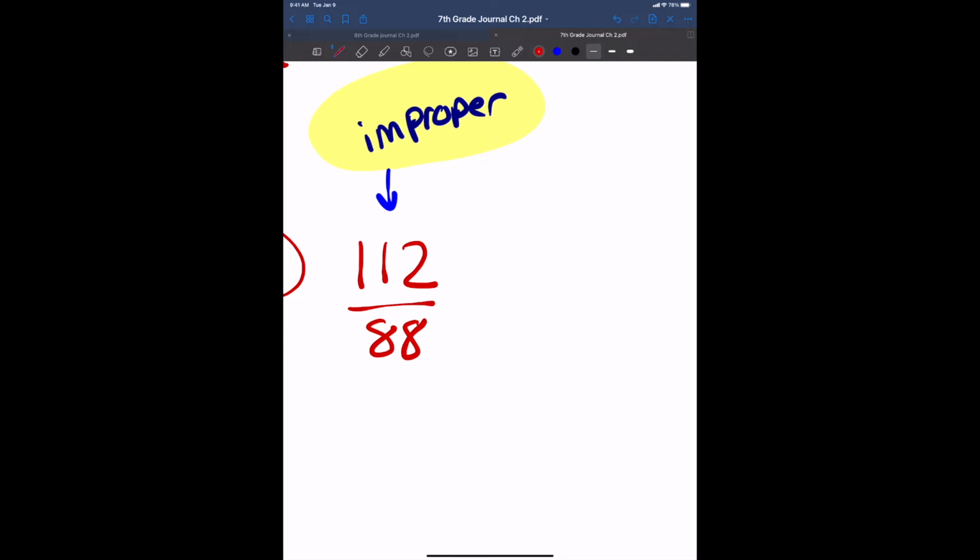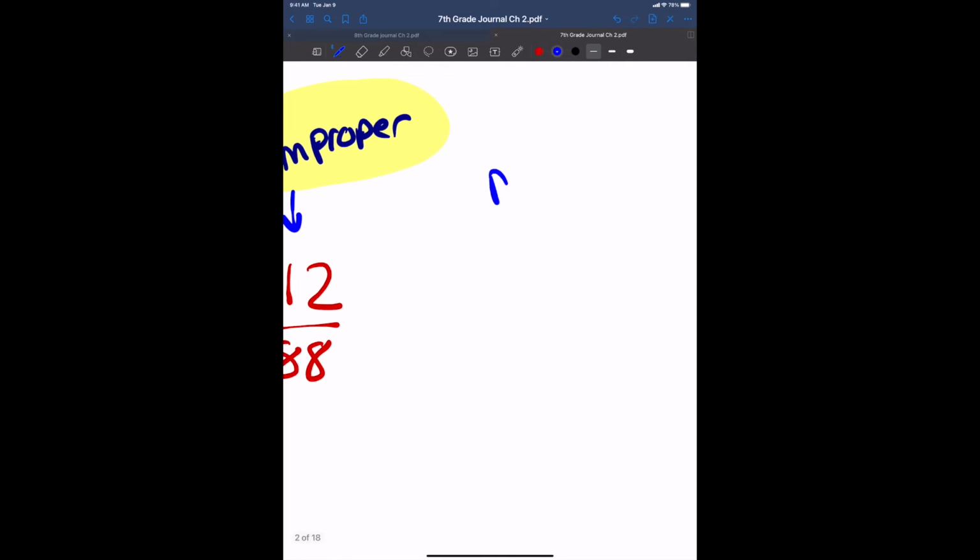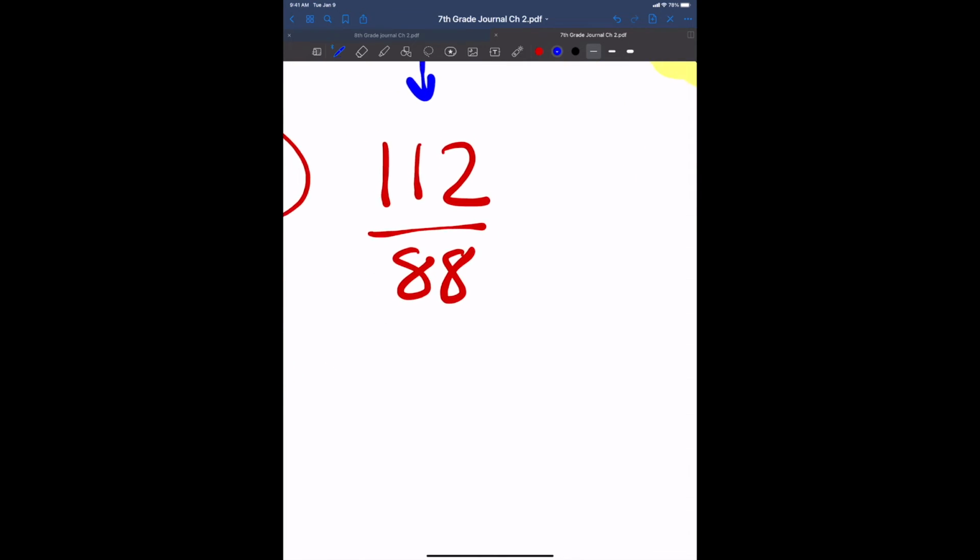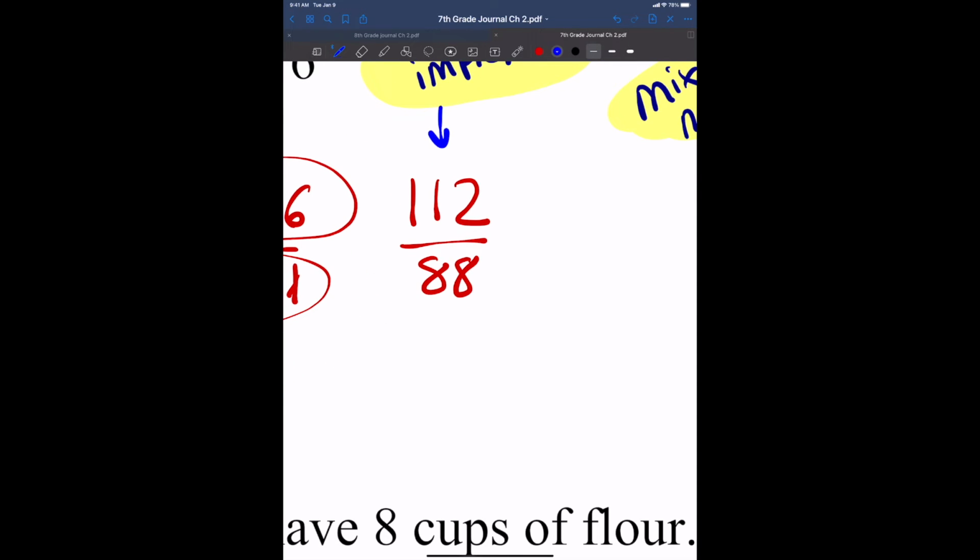Let's do this. The arrow just said to turn an improper fraction into a whole number and a fraction. Those are called mixed numbers. Highlight that too. A mixed number has a whole number and a fraction. Do you remember how to get there?